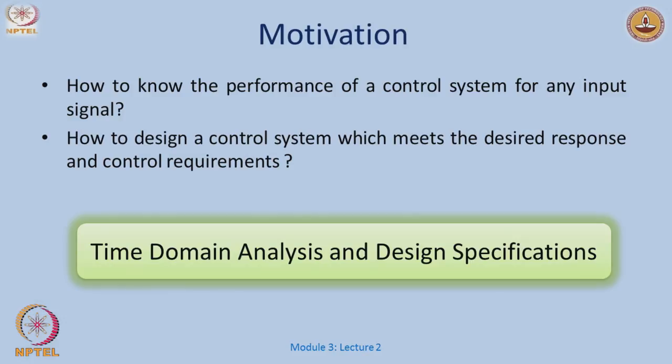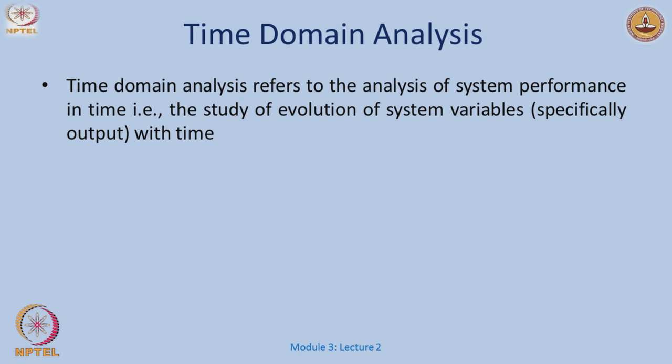System could be of different nature, right? So how my system would behave based on certain standard test signals. And this will broadly constitute the entire time domain analysis and design specifications. So the time domain analysis refers to analysis of the system performance in time, that is, how my system variables, particularly the output, will vary with time, right?